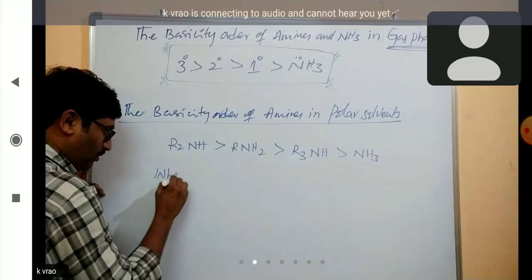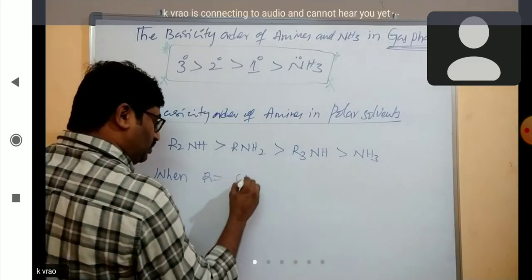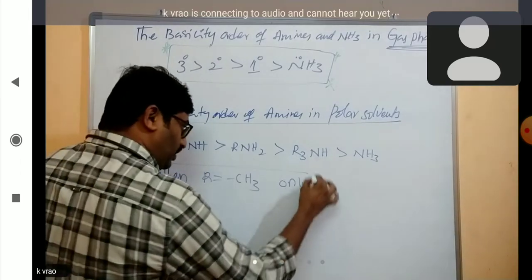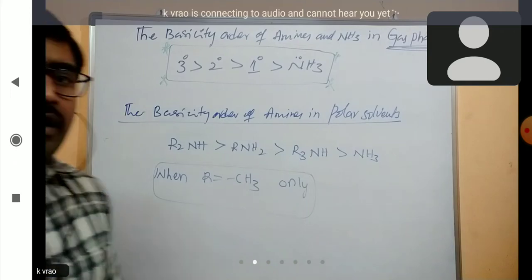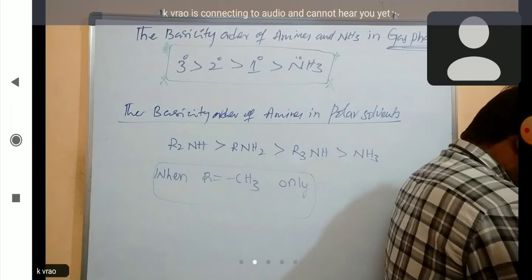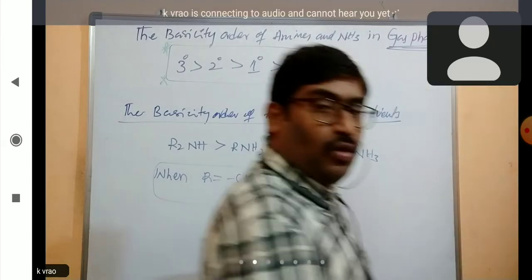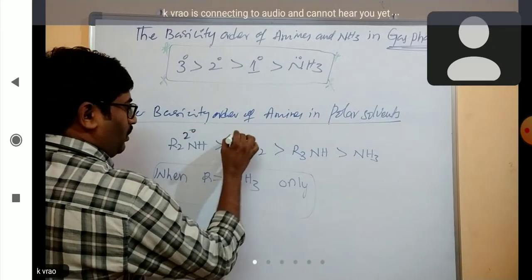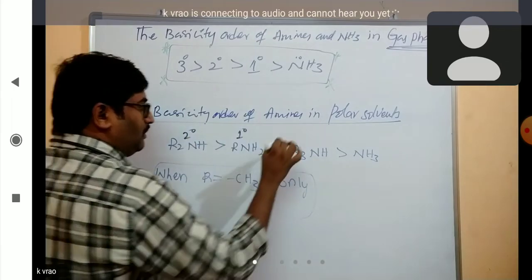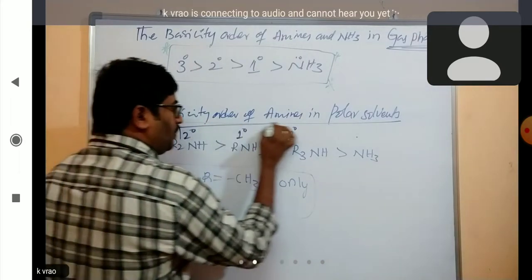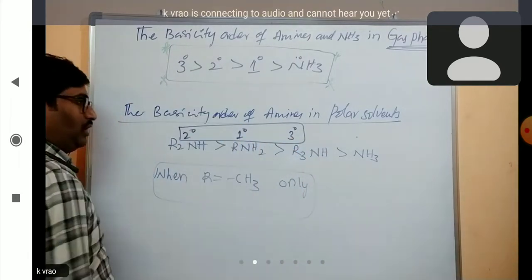When R is equal to methyl, CH3 only, not bulky groups, only the smallest alkyl group. Only CH3 is attached to the nitrogen, then the basicity order is secondary is greater than primary is greater than tertiary is greater than ammonia. 213. The order is 213.